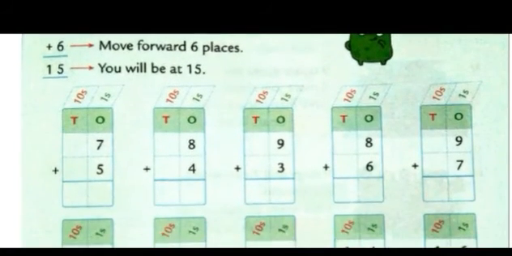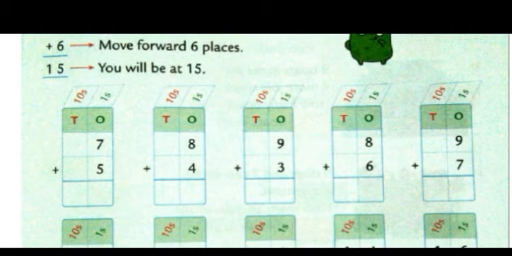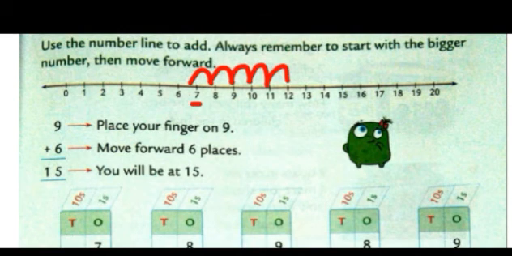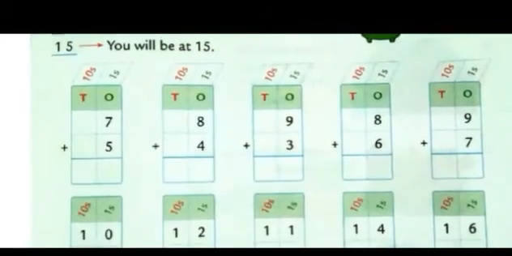Now, using the number line, we will solve these questions given here. It's already arranged. We just need to add them. So the first one is 7 and 5. First tell me which is the bigger number, 7 or 5? 7 is the bigger number. 7 is given here. So starting from 7, we need to move forward 5 places. 1, 2, 3, 4, 5. So what is the answer that we got? 12. That means we will write 12 here.